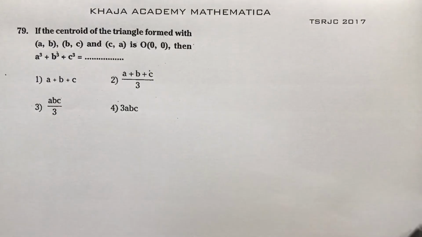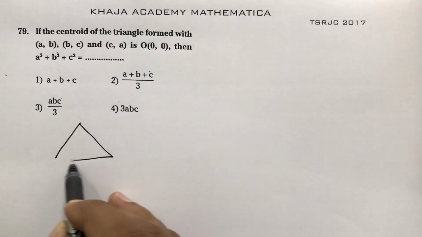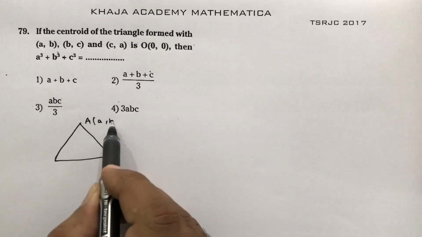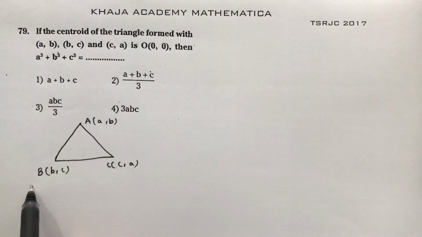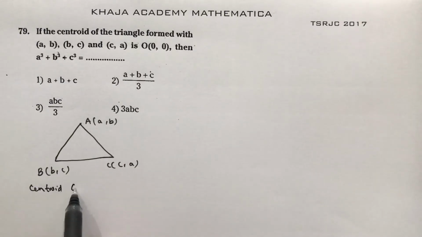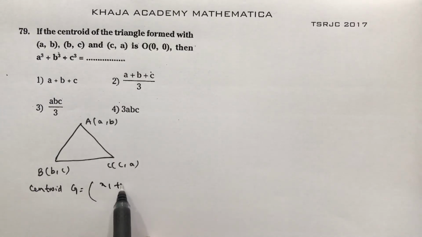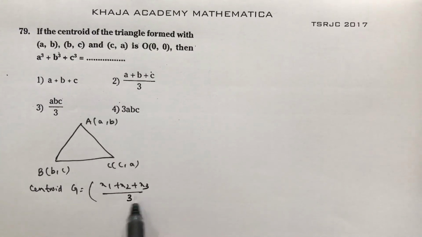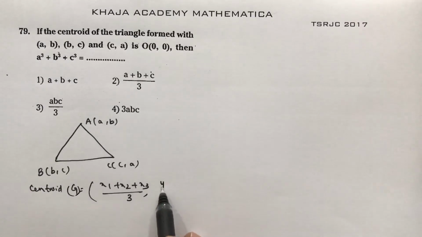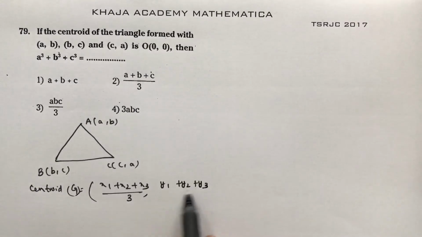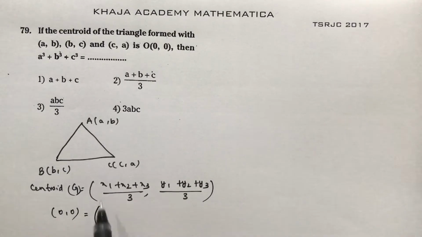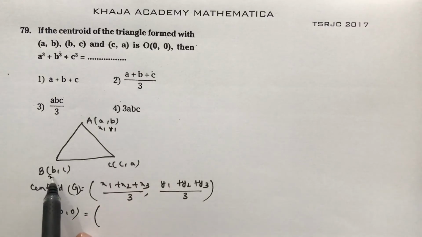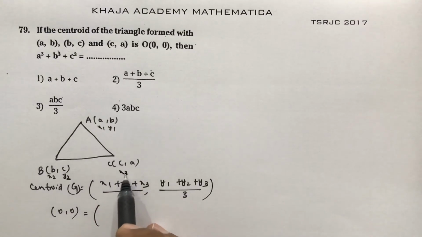If the centroid of the triangle with vertices, now see the three vertices are like (a, b), (b, c), (c, a). Centroid formula is (x1 plus x2 plus x3) by 3, (y1 plus y2 plus y3) by 3. Now here the centroid is given as (0, 0). This is x1 y1, x2 y2, x3 y3.